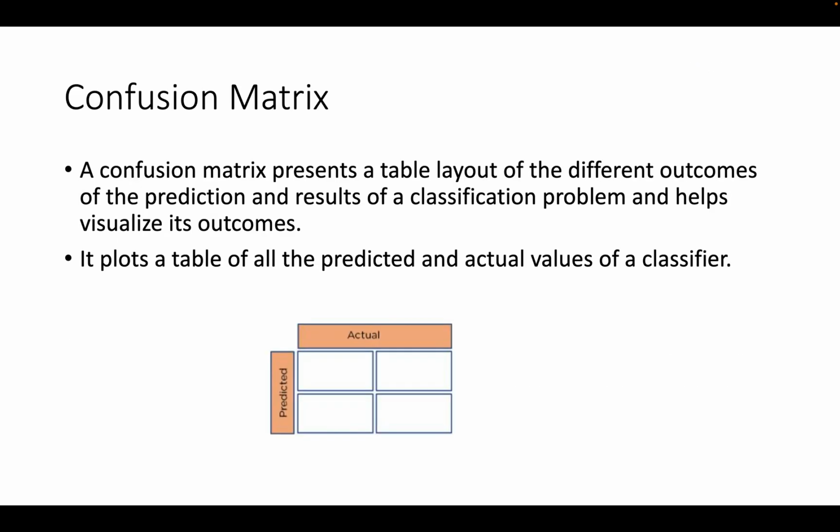Now, confusion matrix. A confusion matrix presents a table layout of different outcomes of the prediction and results of classification problems and helps visualize its outcomes. ये तो पता है भाई, कितनी बार सेम चीज़ देखो ना एक्सप्लेन होता है दिमाग में, they're like literally injecting it. It plots a table of all predicted and actual values of the classifier.